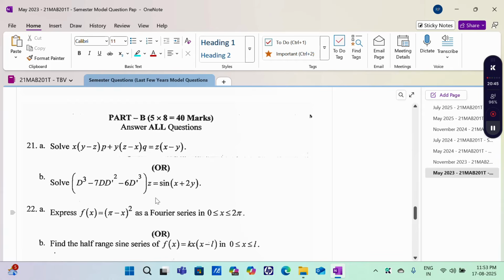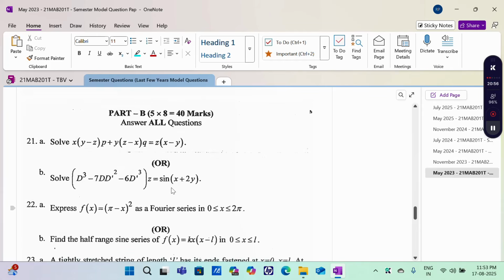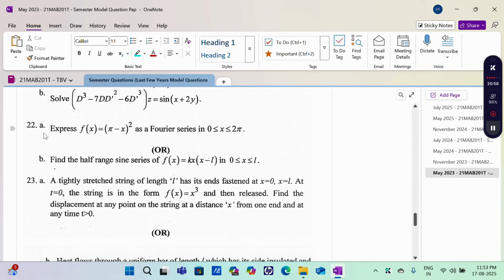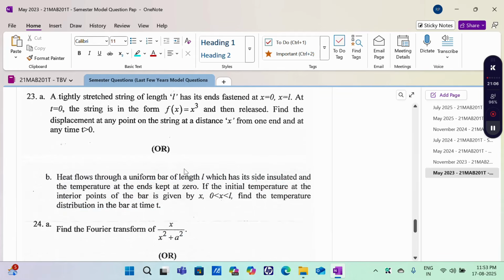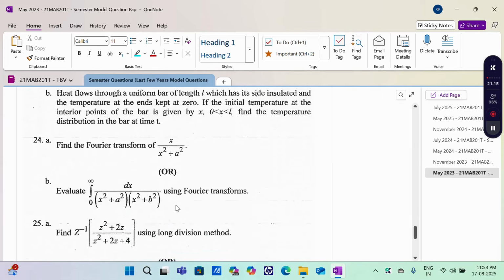And then part B, so 21A question, Lagrange's linear method, or this is a second type, homogeneous higher order partial differential equation. Then unit 2, 22A, Fourier series 0 to 2 pi, or half range cosine series 0 to L, and then function is given. 23A, this is the string one dimensional wave equation, or this is a temperature one dimensional heat equation.